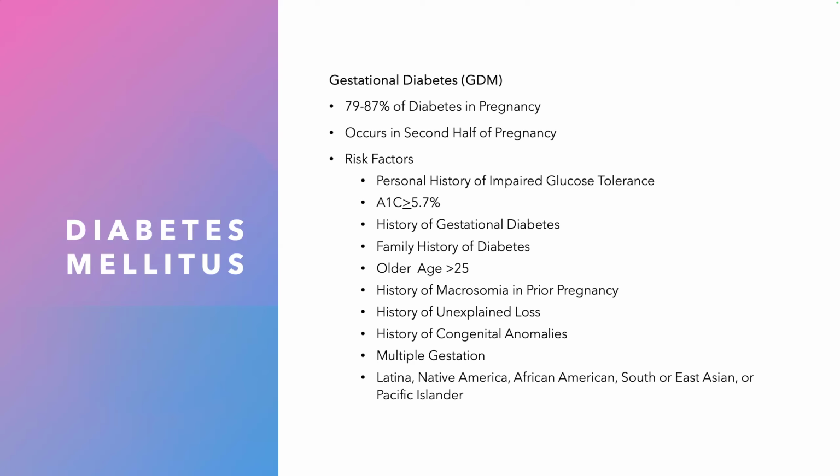A history of gestational diabetes puts them at risk for gestational diabetes again. A family history of diabetes. If they're older than 25, if they have a history of a baby with macrosomia in a prior pregnancy, because that could have potentially been an undiagnosed gestational diabetes. If they have a history of an unexplained loss, if they have a history of congenital anomalies that they weren't sure what caused, multiples, and then those that are Latin, Native American, African American, South or East Asian, or Pacific Islander do tend to have a higher risk for gestational diabetes.